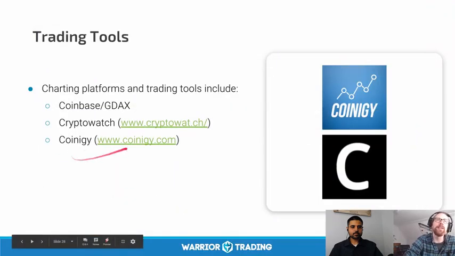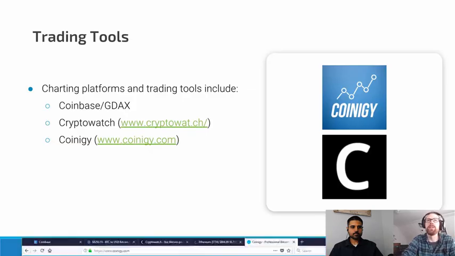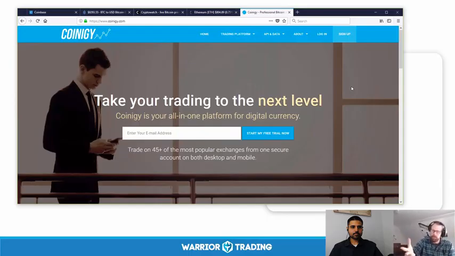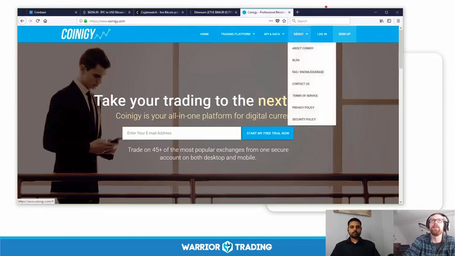And then Coinigy here, this is another website that I'll show you real quick. Let me pull this up. So this is another trading platform. As active traders, we really want robust trading platforms. We don't really want to just be trying to trade on our iPhone, even though you certainly can. If you want to be a successful trader, you want to have the best tools, and it's worth spending a little bit of money to have a good trading platform. So this is another one you could check out.